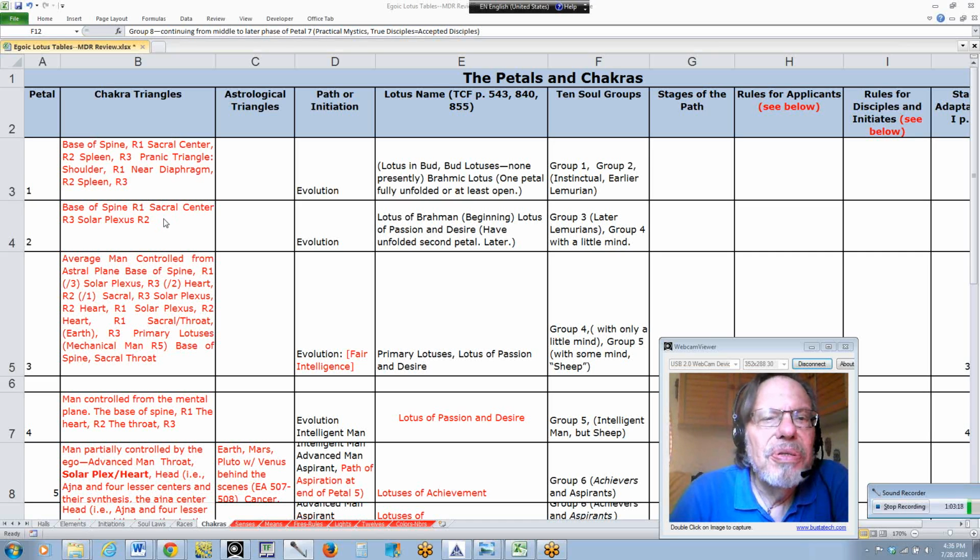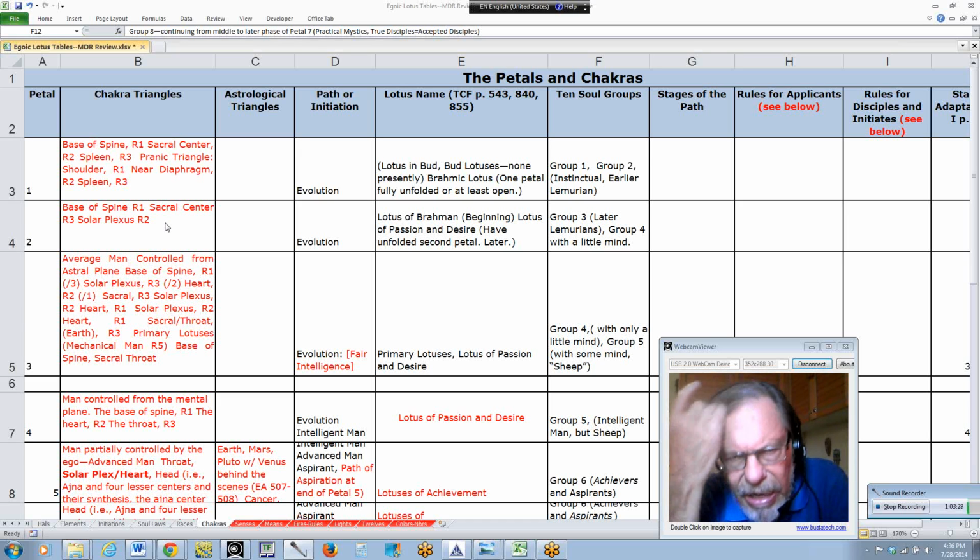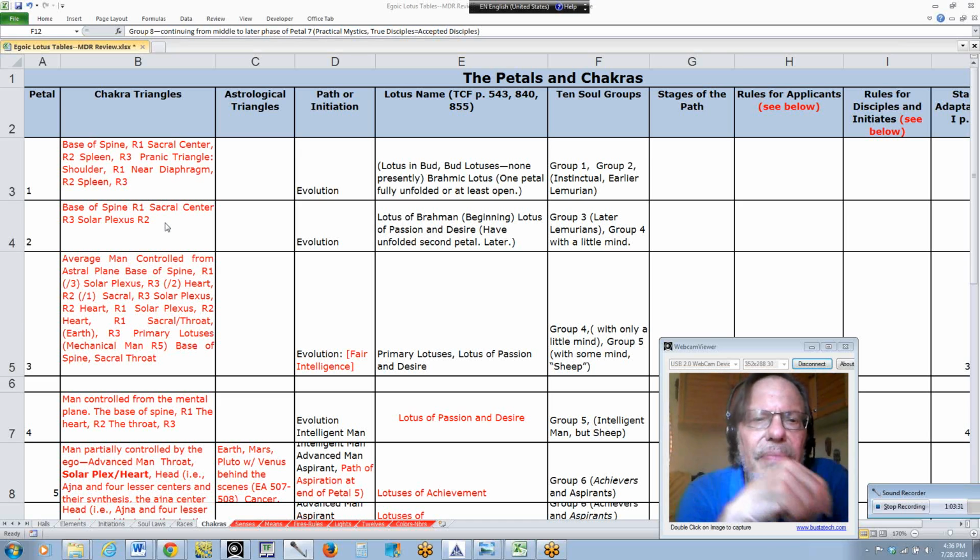If we get into petal 2, the base of the spine, sacral center, and solar plexus, because emotion begins to play a greater role, and the emotional life in its own right, and not only tied to instinctual gratification. So in this case, again, the base of the spine, basically a plutonic center, a lot of ray 1 for that, sacral center, ray 3, the production of form, solar plexus, emotion, ray 2.